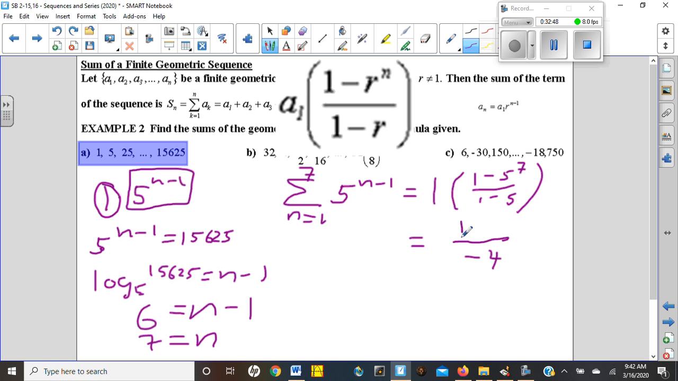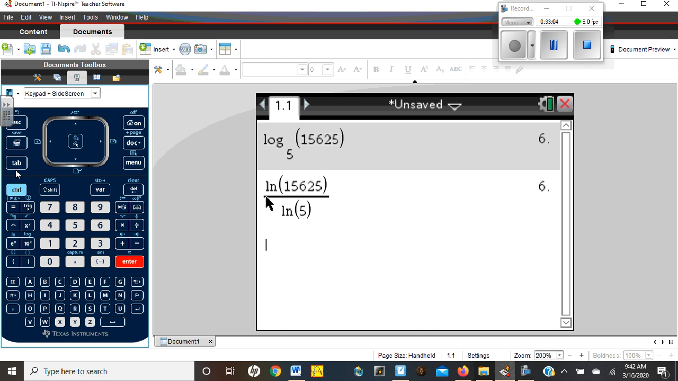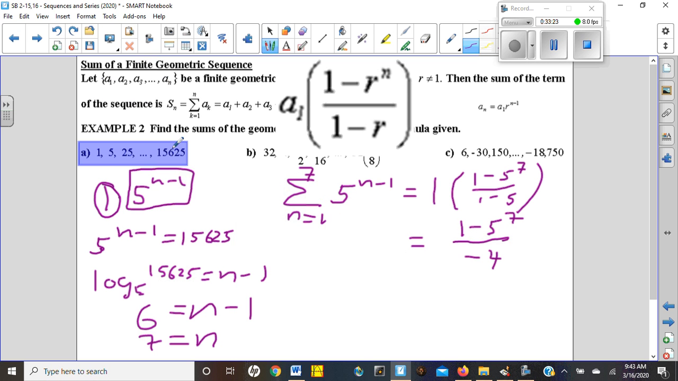If I was you, I would just plug that into your calculator just like that. 1 minus 5 to the 7th divided by negative 4. And there's your answer. 19,531 is the sum of the first 7 of these powers of 5.